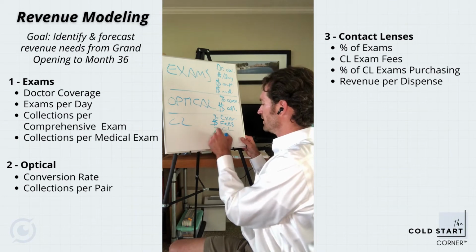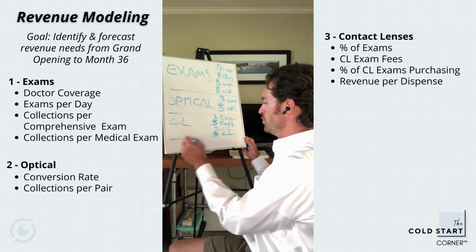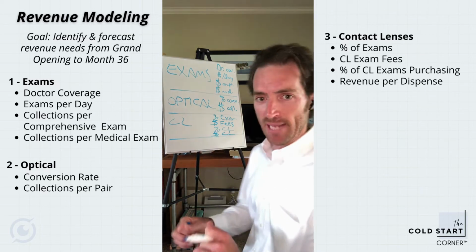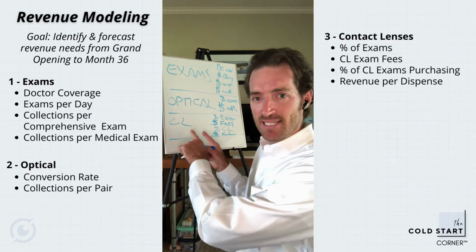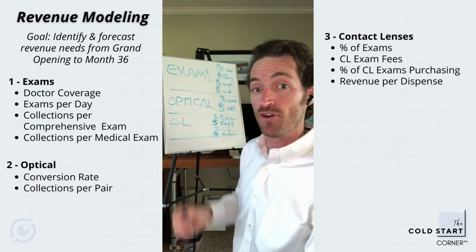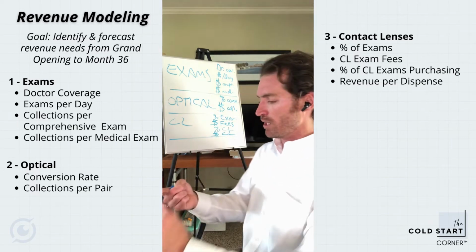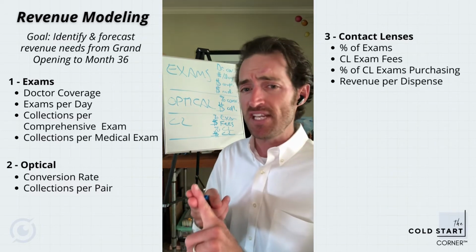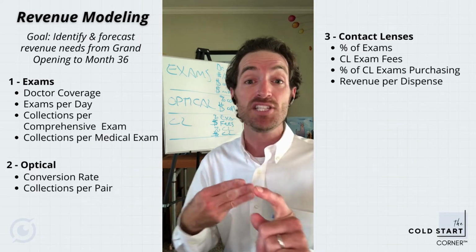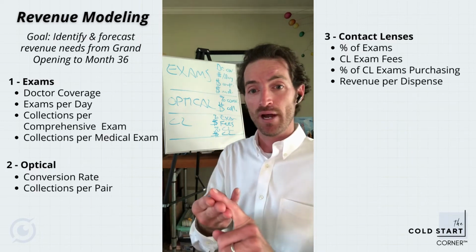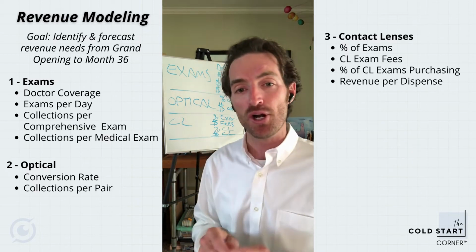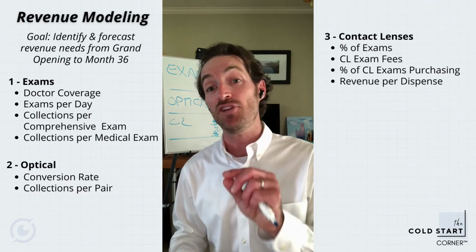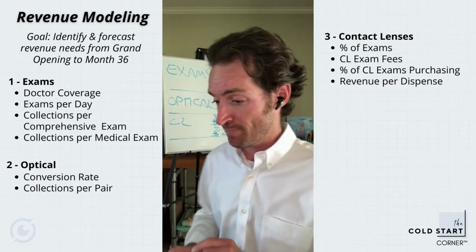And then last but certainly not least is going to be that revenue per dispense in the contact lens. So again, here in this contact lens section, just as you did with your exams and with your optical, you're going to want to look at your percentage of contact lens conversions, your average fees collected, your percentage of contact lens materials dispensed, as well as average revenue per dispense, and assess that upon grand opening, at the end of year 1, year 2, and year 3.